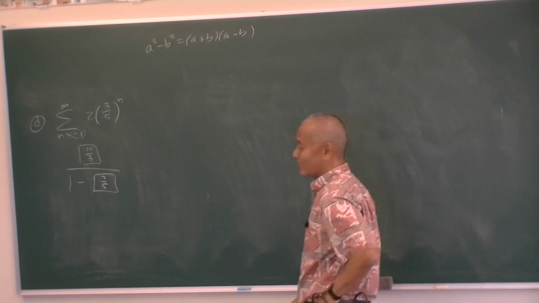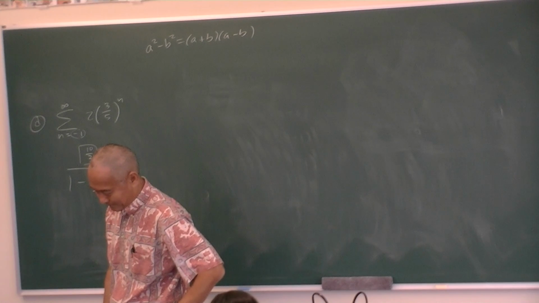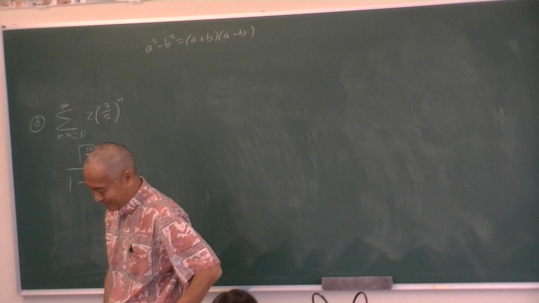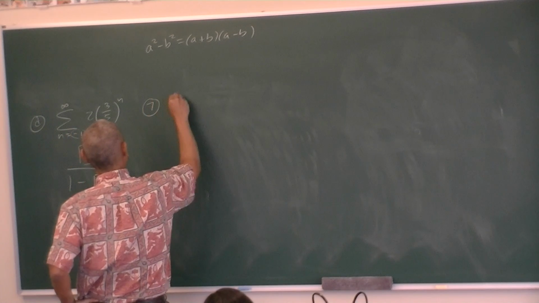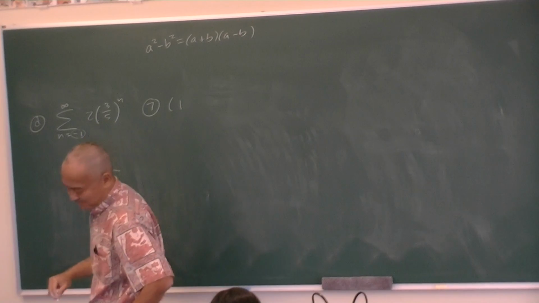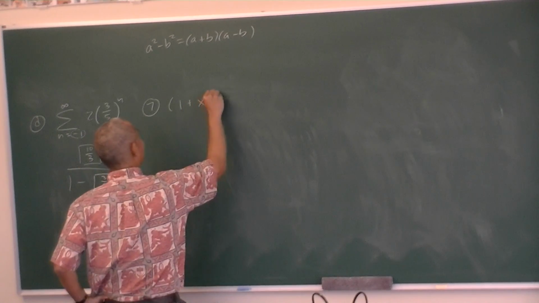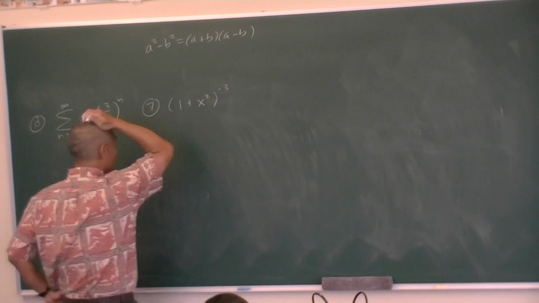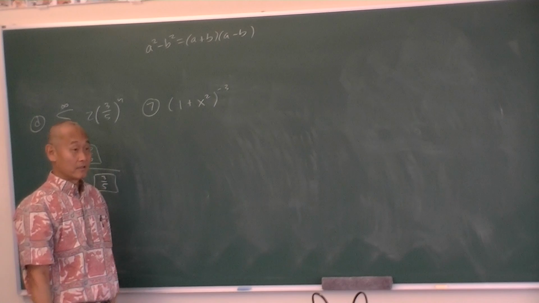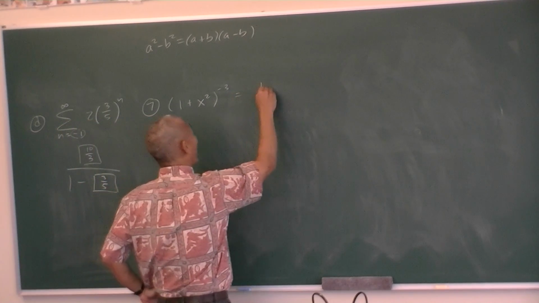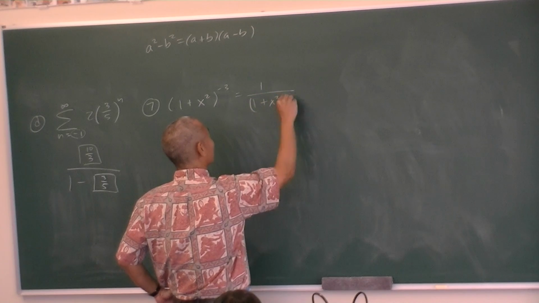Okay, next, 7b. Here we go. You guys never liked the binomial theorem? Well, let's just do number 7. (1 plus x squared) to the -3. Okay, well this, you could actually do long division if you wanted to. Right? Because doesn't this mean 1 over (1 plus x squared) cubed?